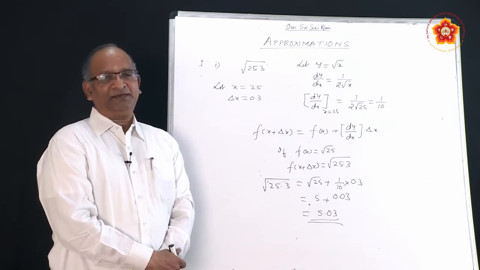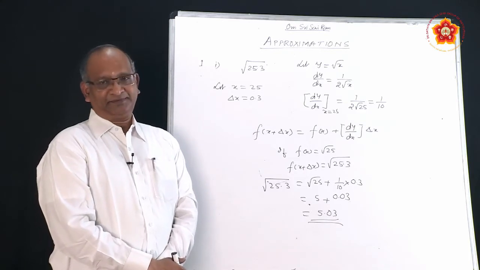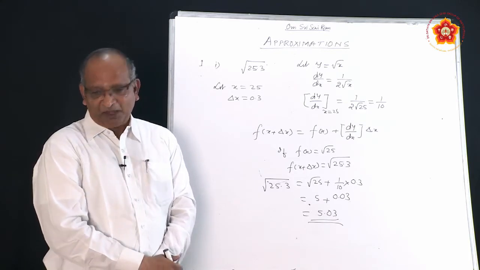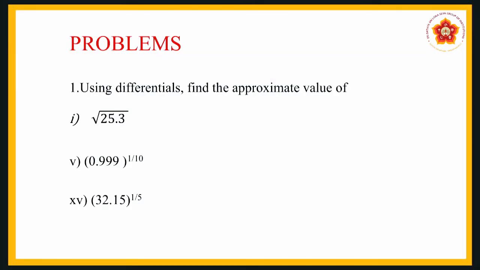So in the same manner, as the numbers keep changing, we keep changing the values and we get the answer. Let us move to the fifth problem of the same first. Instead of first bit, now we are taking fifth bit. It is 0.999 to the power 1 by 10.